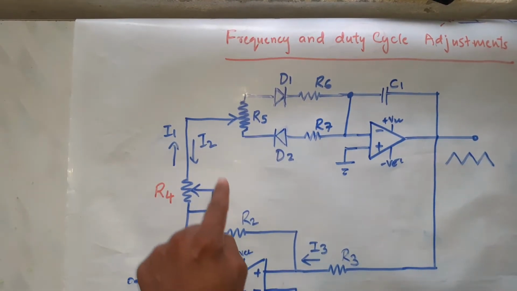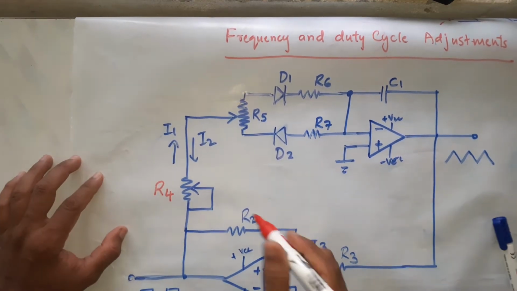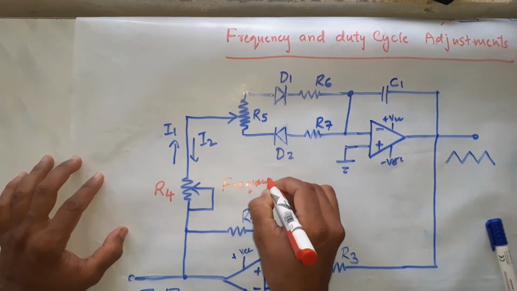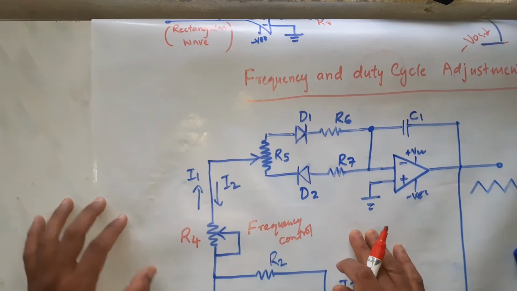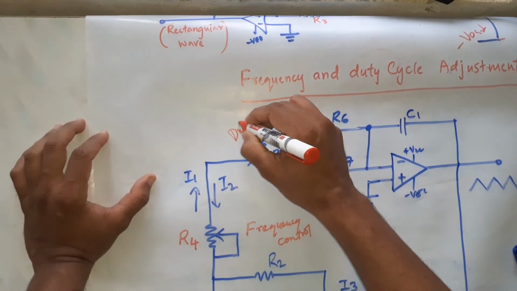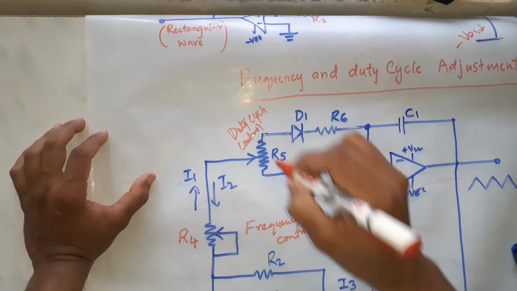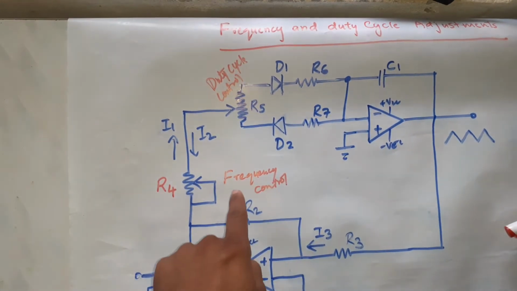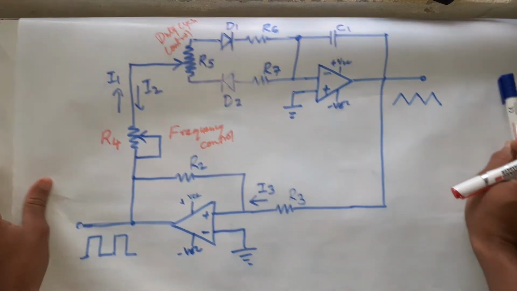The resistor R4 is meant for frequency control. And the variable resistor R5 is for duty cycle control. Now we will see how R4 controls frequency and how this portion of the circuit controls the duty cycle.